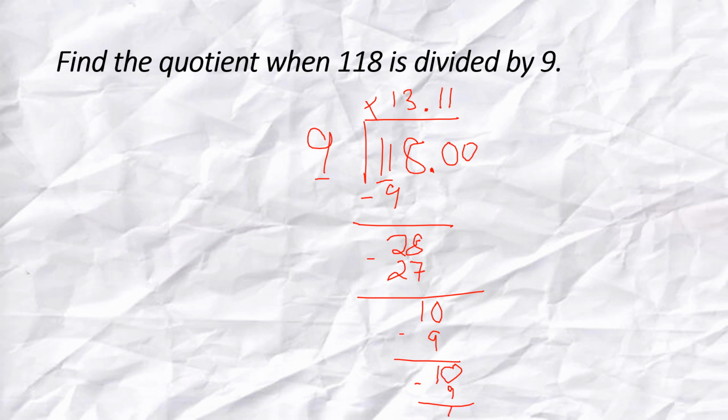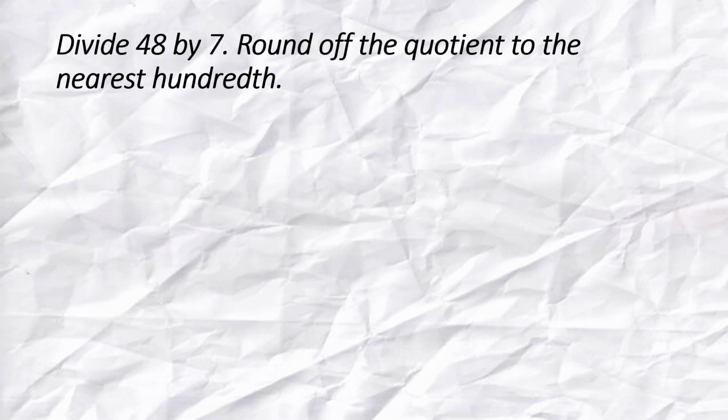So we call it a non-terminating decimal number. So the final answer here is 13.1 with a bar at the top, indicating that the digit 1 is a repeating number. Because if we keep on adding 0, we will not get a final answer or a remainder that is a 0.